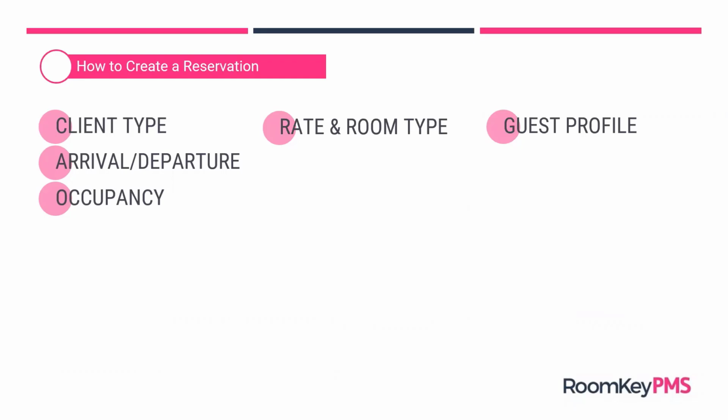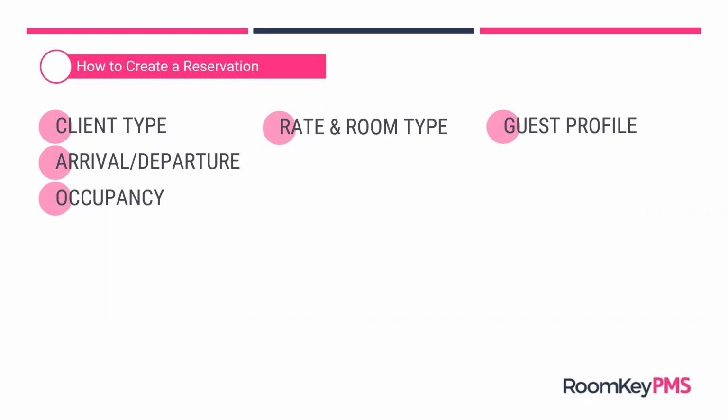to create a reservation. So to begin creating a reservation, you must have a client type, arrival and departure dates, and occupancy. That would be the number of adults and children inside the room. So these first 3 features are often required in order to search for availability, or to see what rooms and rate types are available before you can go forward and actually book the rate and room type.